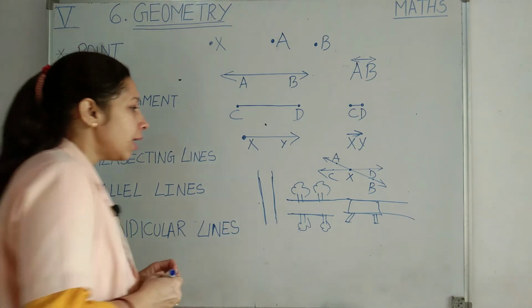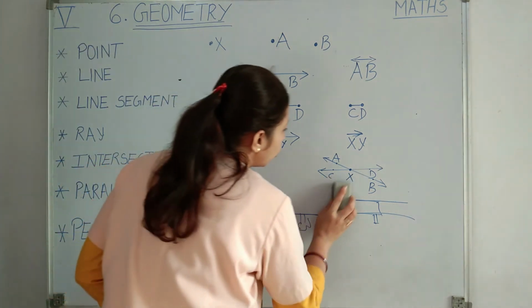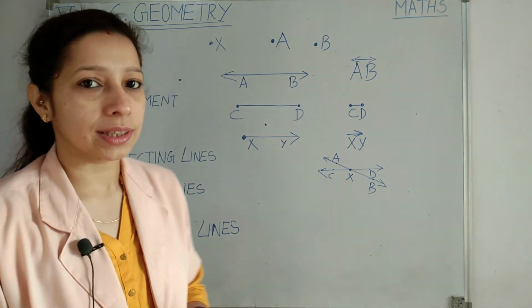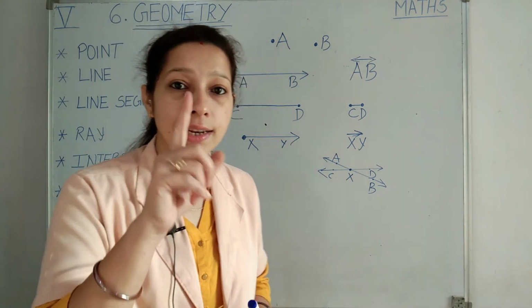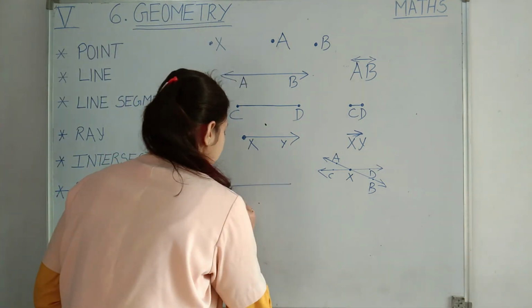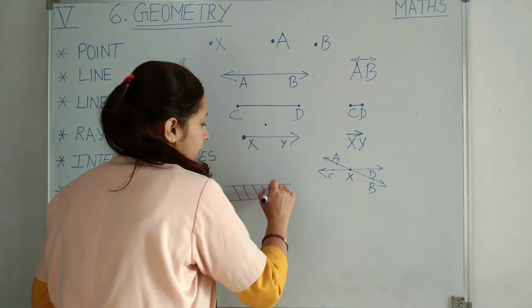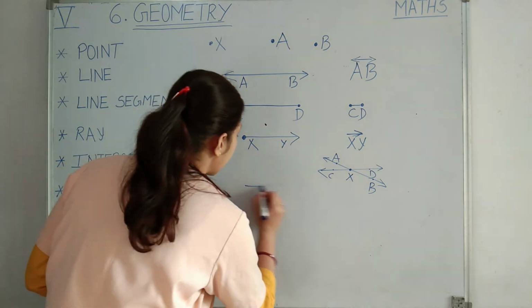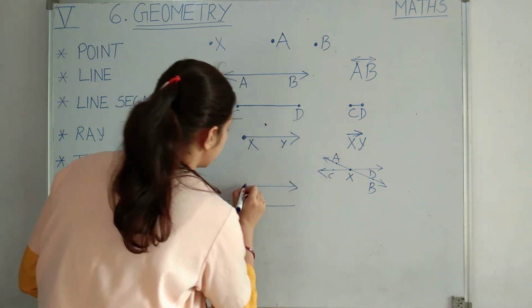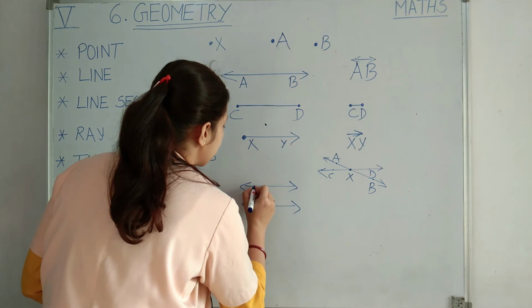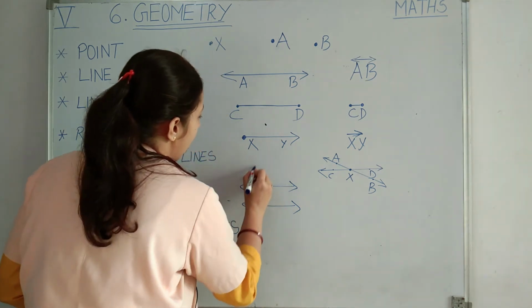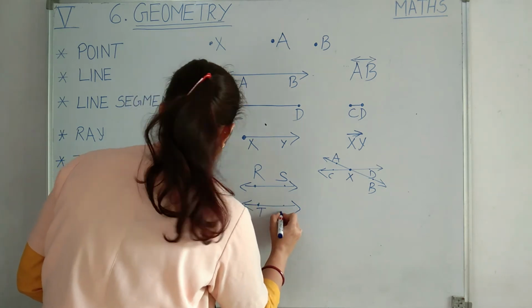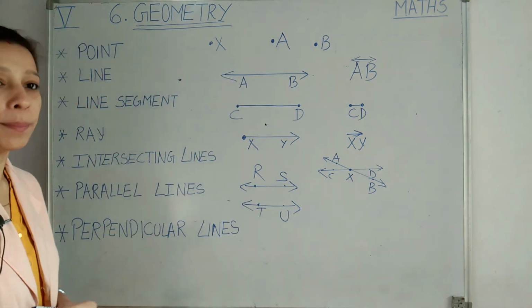So students, when two lines are drawn in such a way that they are never going to meet each other, such lines are known as parallel lines, and the distance between them will always be equal. Okay, the distance in between the parallel lines is always equal. So how to draw the parallel lines? See, these two lines are showing parallel lines. Let me name them R, S, T, U. So what are RS and TU showing? They are showing parallel lines.